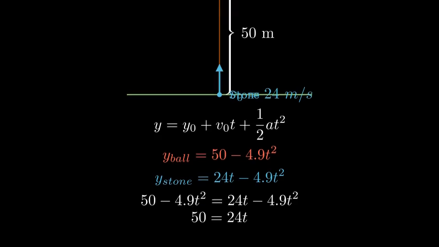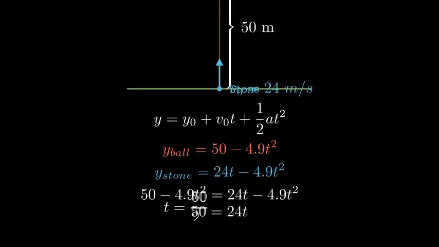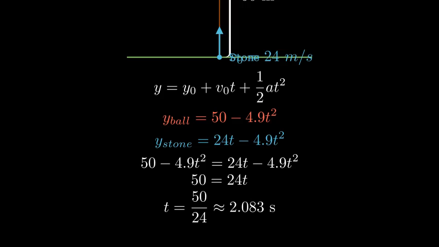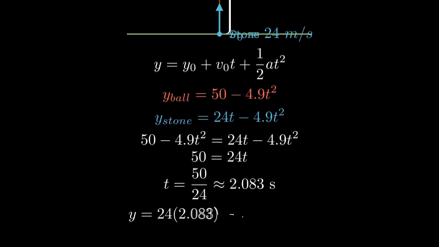The 4.9 t squared terms cancel out on both sides. Solving for t, we get t equals 50 divided by 24, which is approximately 2.083 seconds. Now that we know when they collide, we can plug this time back into either equation to find the height. Let's use the stone's equation.